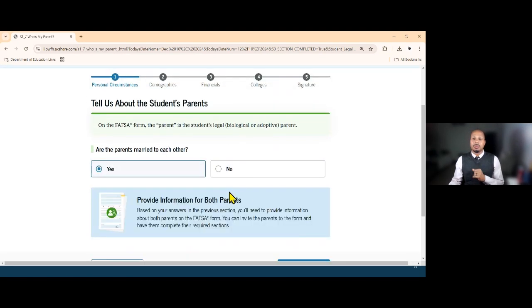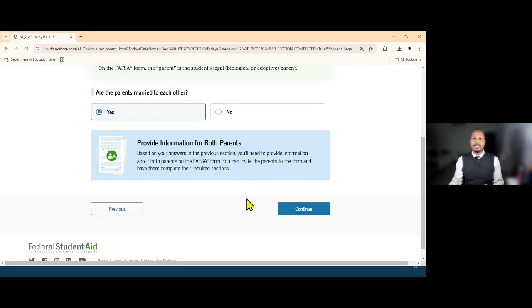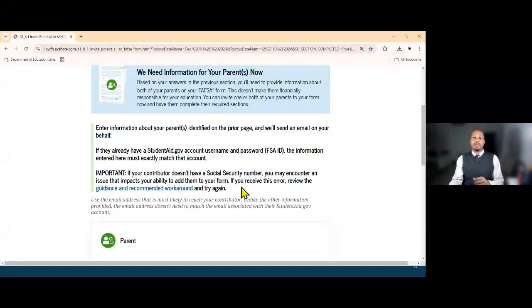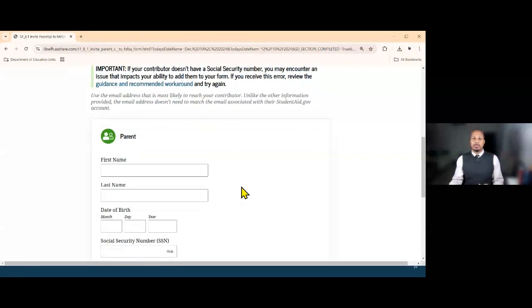So in this case, we're going to indicate that the parents are married, and we're going to provide information from both parents. But remember the twist. They're married, but the tax filing status is married filing separately. So we move on to the next one. So we go ahead and invite the parents.